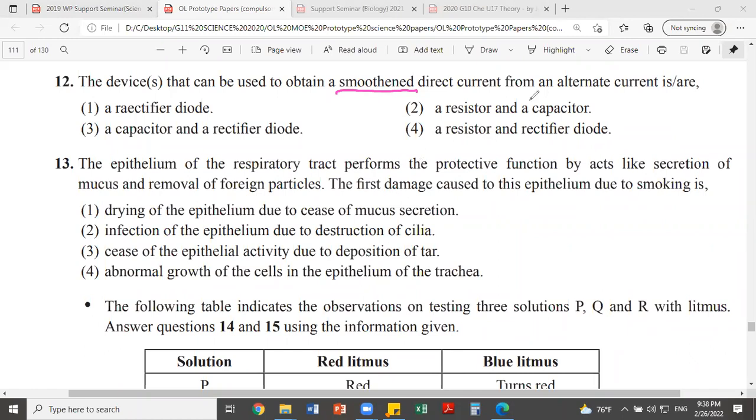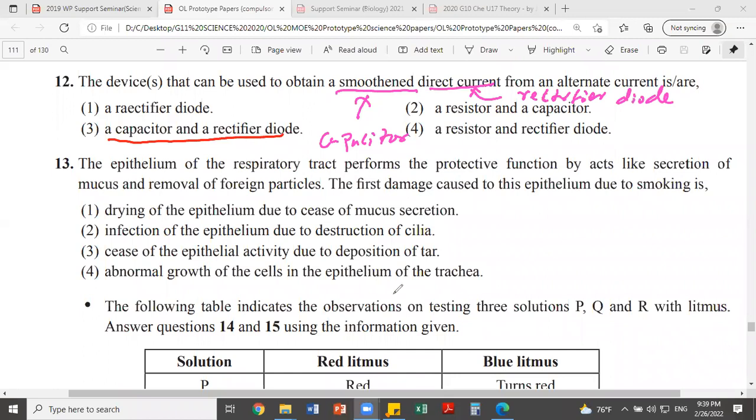Okay, then direct current from alternate to smooth direct current, you need two devices. For smooth you need a capacitor, electronics, and for direct current you need what? Rectifier diode. What diode? Rectifier diode. Direct current you need a rectifier diode, rectifier bridge, and for smoothing you need a capacitor. What is the answer? Answer is 3. For smoothing, what is the device we use? Capacitor, not the resistor, right? Answer is 3. Please raise the hand those who got the third answer. Question number 12. Right, very good.